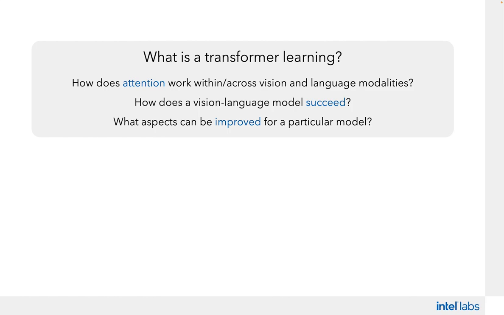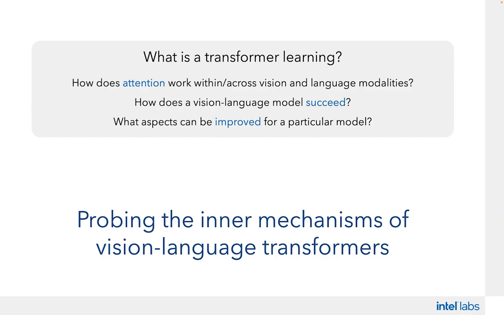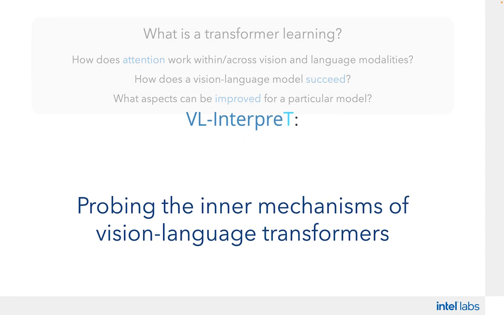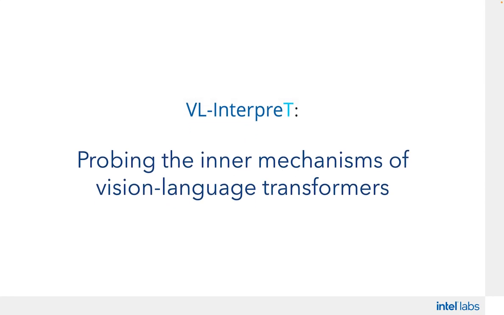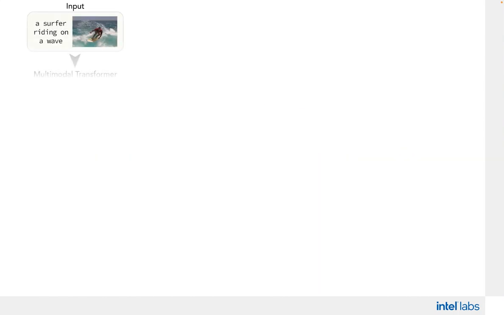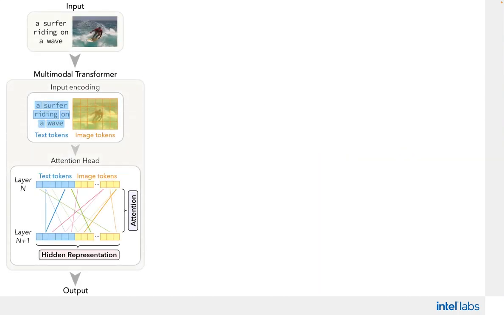To answer these questions, we need to probe the inner mechanisms of a transformer. Although such tools have become available for transformer-based NLP models, vision and vision language transformers remain largely opaque models. Here, we developed VL-InterpreT to provide a single interactive system to interpret vision language transformers, which I will show you now. Here's a diagram for the workflow of our tool.